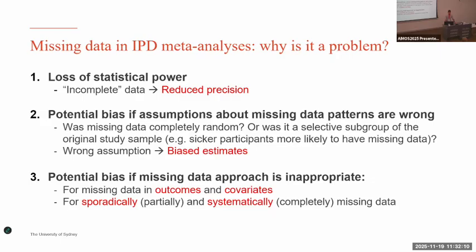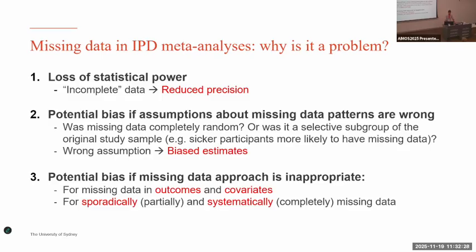But why is missing data a problem in IPD meta-analyses? Well, first of all, missing data leads to a loss in statistical power, because when we have an incomplete data set, this leads to reduced precision in our analyses, and so we have a higher uncertainty in our results.